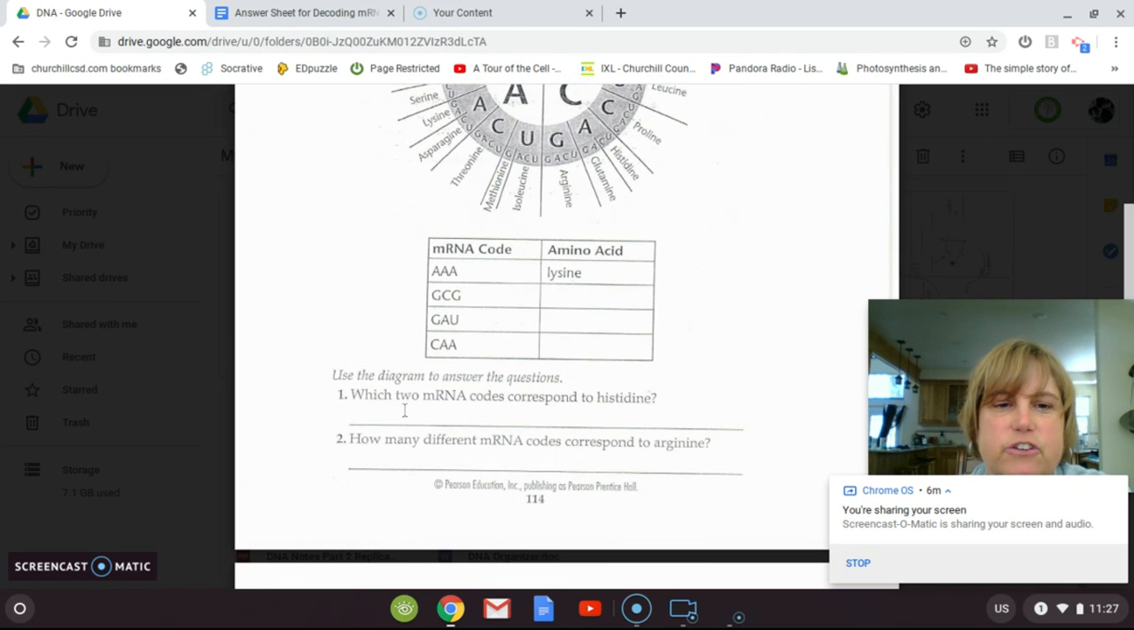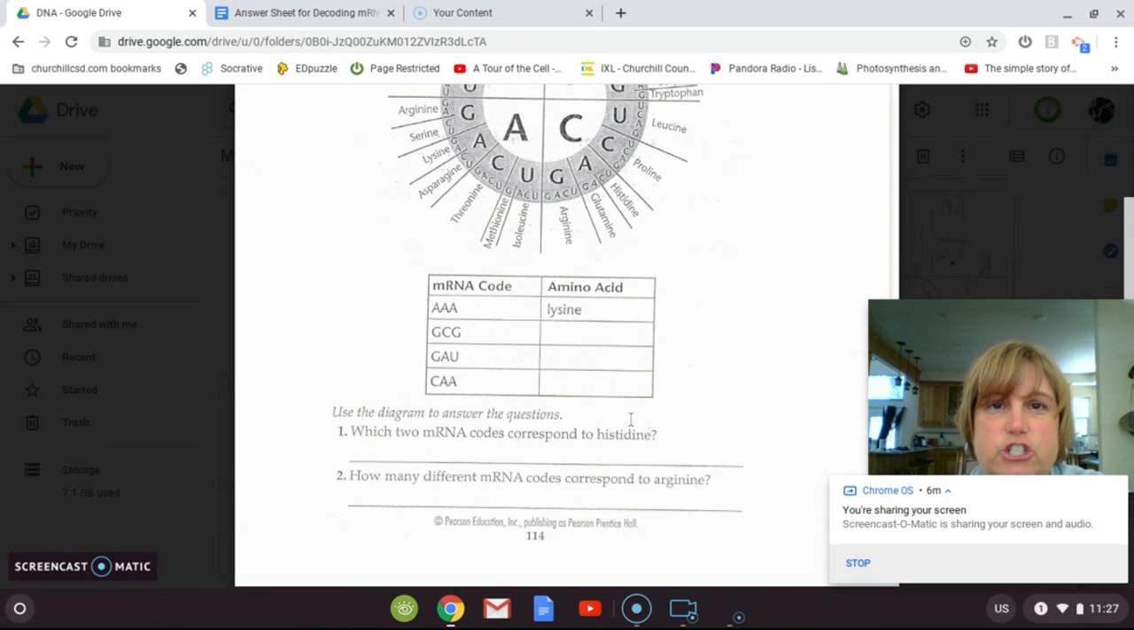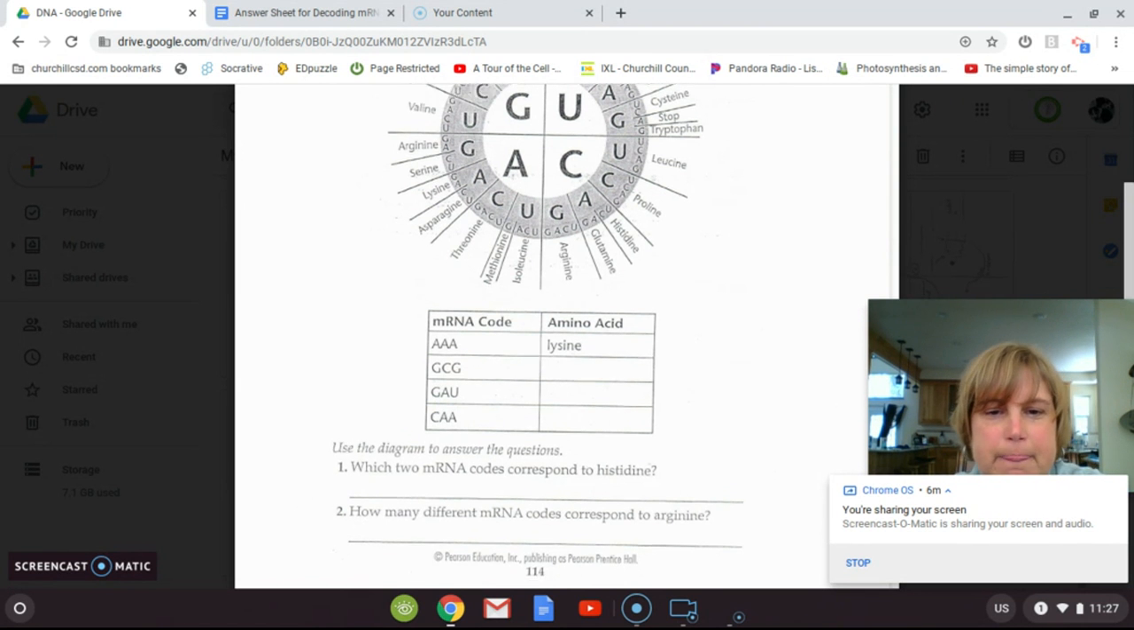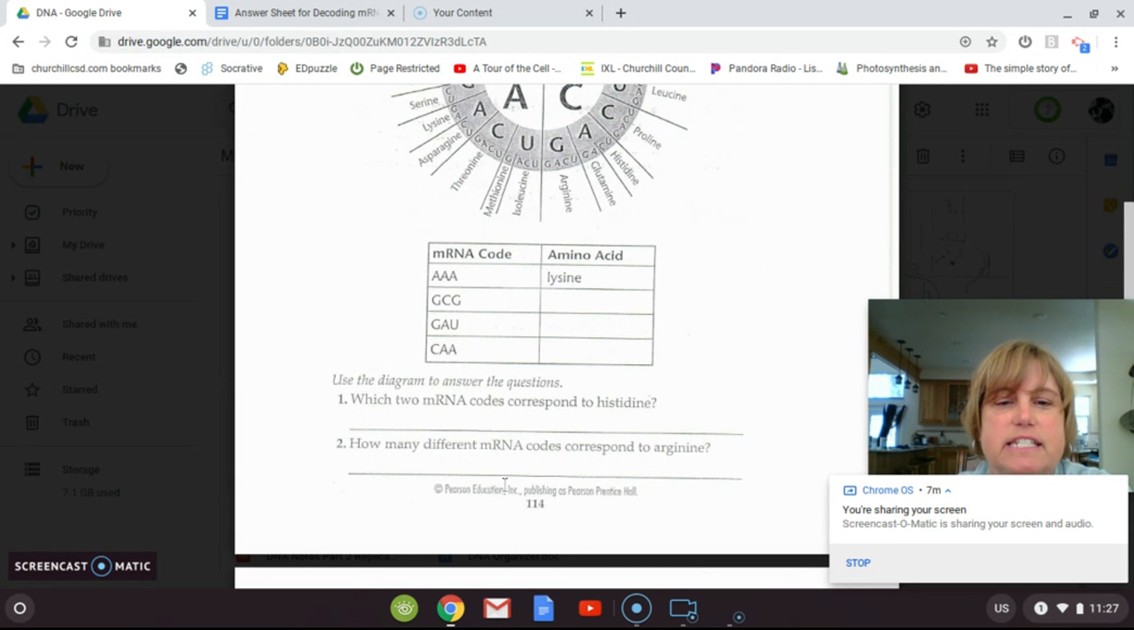And then you're going to answer the questions. Which two mRNA codes correspond to histidine? And so you actually have to give the code like CGA or ACU or whatever. And then the second question is how many different mRNA codes correspond to arginine? Now that one can just give me the number. There's 4 different ways to get arginine, or there's 2 different ways, or there's only 1 different way. Just give me the number. You don't have to list the code.